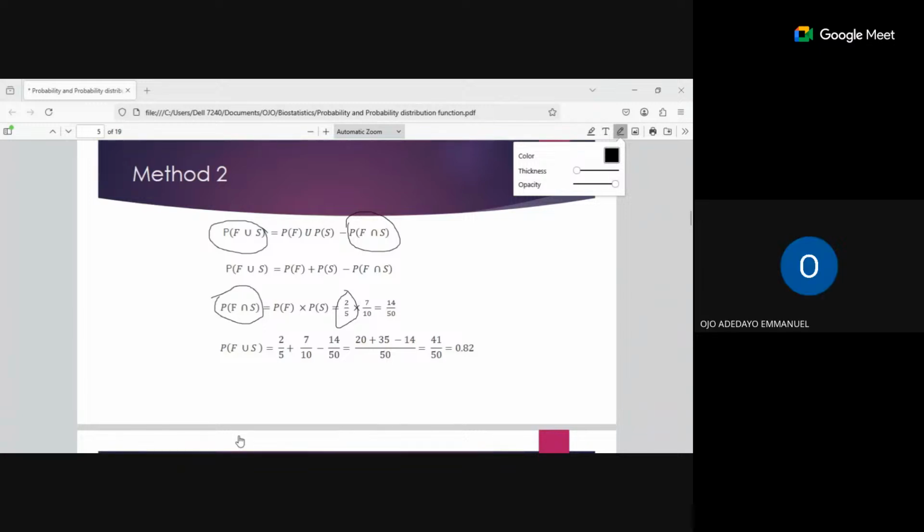Can you see my screen? Yes, sir. We can see it. Okay. So that is the first part of probability. Can we have questions, please?